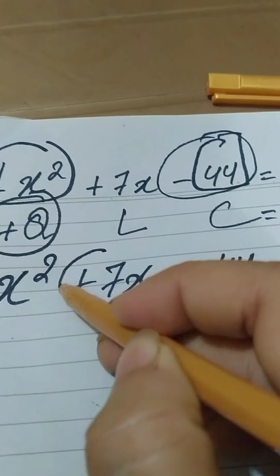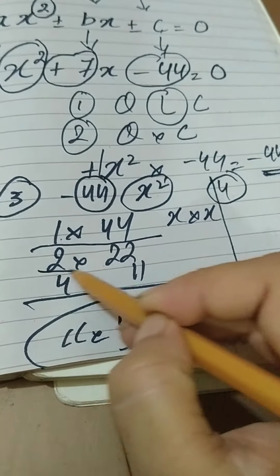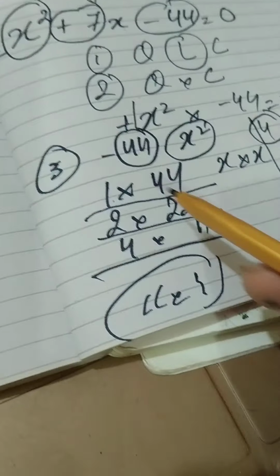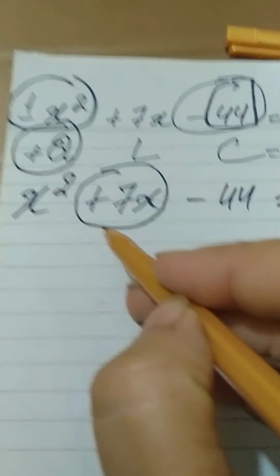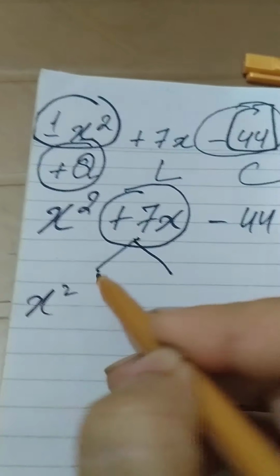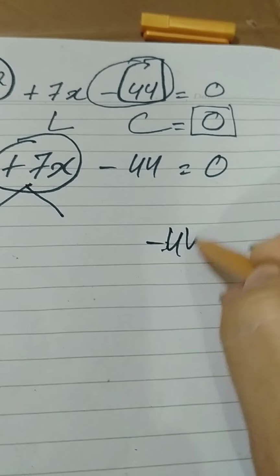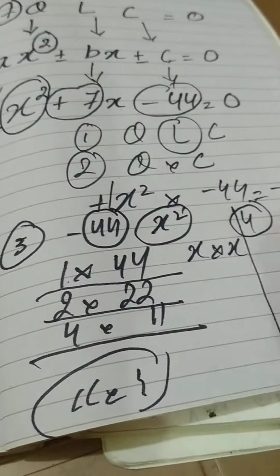Number 1, we will break this linear term with the help of any one of the pairs of factors. We have 3 pairs of factors. With the help of any one of the pairs, by addition or by subtraction, we will break this linear term into 2 factors. This x square remains the same, this minus 44 remains the same, this 0 remains the same. So we'll break this plus 7x with the help of any one of the pairs by addition or by subtraction.